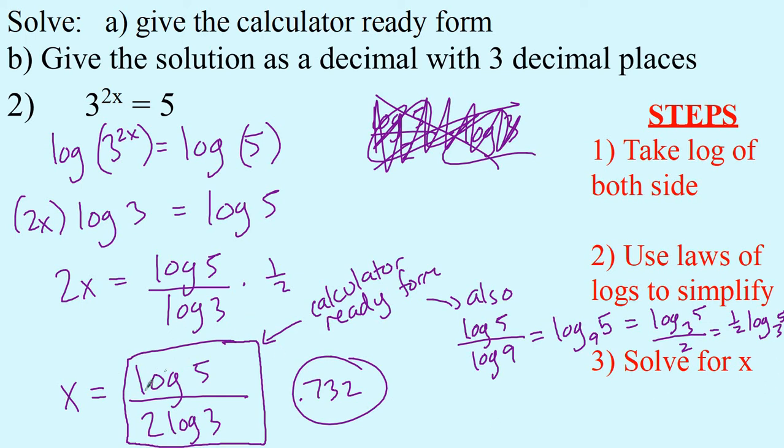So don't be hung up on calculator ready form. It's just a way of me seeing if you did this part correct, if you did your algebra correct. Then you put 0.732, that's your actual answer. That's your solution. Rounded, of course. So calculator ready form is like exact, and your decimal is your rounded.